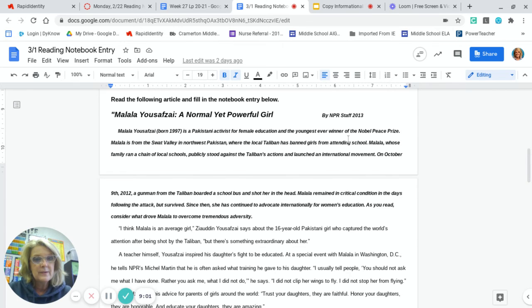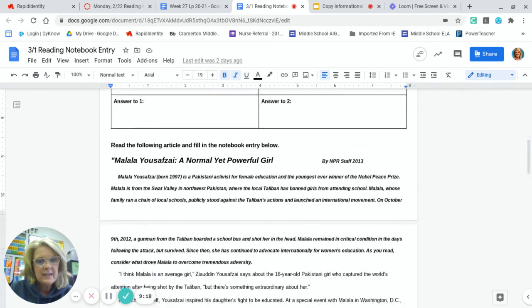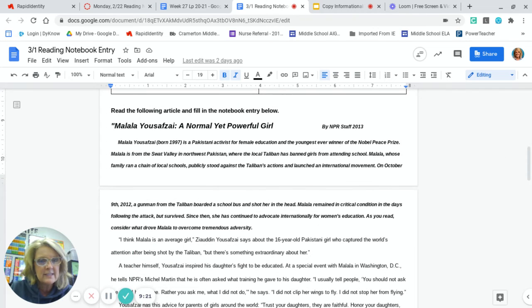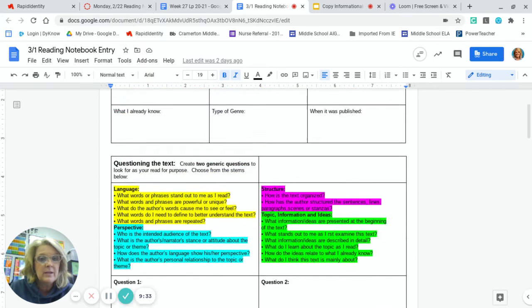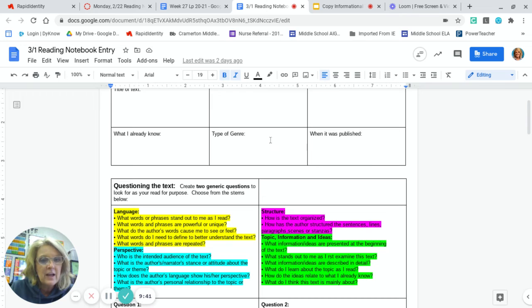So what you're going to do is, first of all, approach the text, and you're going to put the title, the author, the publisher, what you already know just from what I told you. The type of genre would be informational text and when it was published. Now, this information, when you approach the text, can come from here. Here's your title. It's by NPR staff, and it was written in 2013. So then if there's more information to approaching it that maybe isn't shown, then you can leave that blank. All right, now, once you approach the text, you're going to fill all that in.